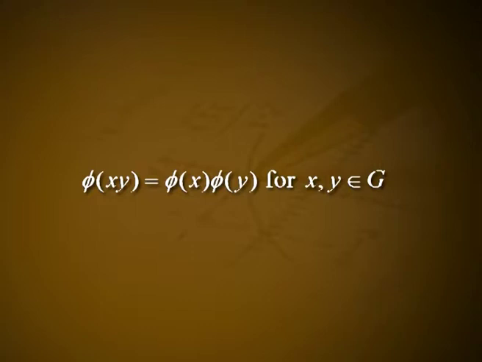Definitions. Let G and H be groups. A mapping phi from G to H is called a homomorphism if phi of xy equals phi of x times phi of y for x, y belonging to G. If phi is 1 to 1, that is injective, then it is an isomorphism or monomorphism of G into H. If phi is onto, that is surjective, then it is an epimorphism of G onto H. If phi is both 1 to 1 and onto, that is bijective, then it is called an isomorphism of G onto H. In that case we say that G is isomorphic to H, denoted G ≅ H.